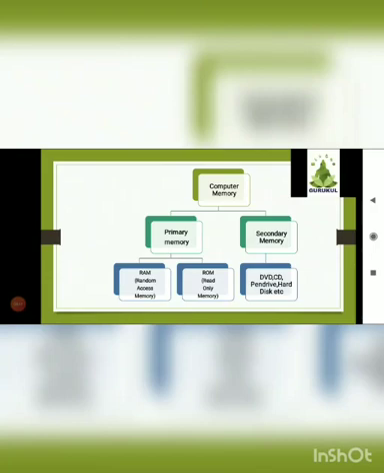In the primary memory, the data and instructions are saved, but when you switch off the computer system, the data will be deleted. But in the secondary memory, if the data is saved, it will not be deleted until and unless you delete the file.